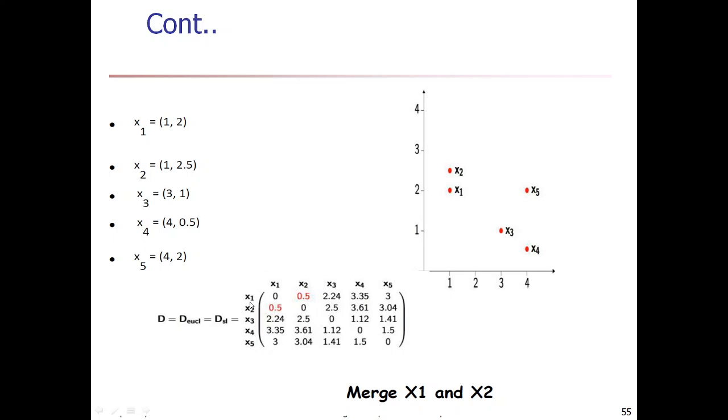So when you take the distance between x1 and itself, it becomes 0. Then for x2 and x1, you find the distance. Here the distance will be the square root of (1 minus 1) whole square plus (2 minus 2.5) whole square, which gives you 0.5.